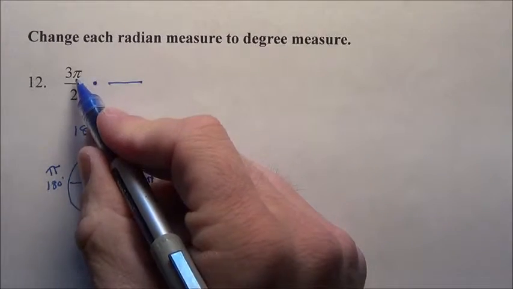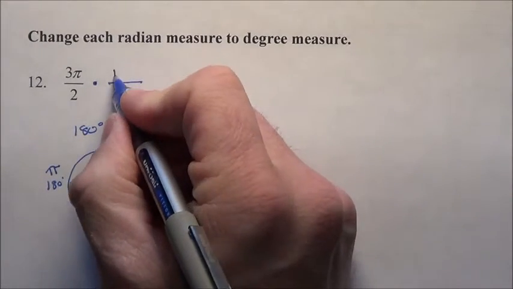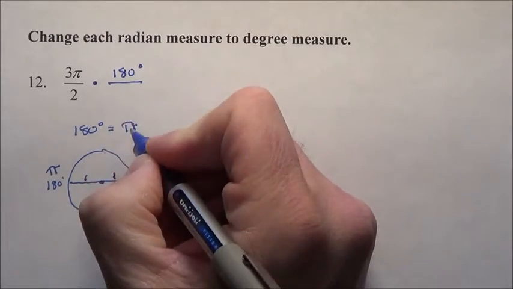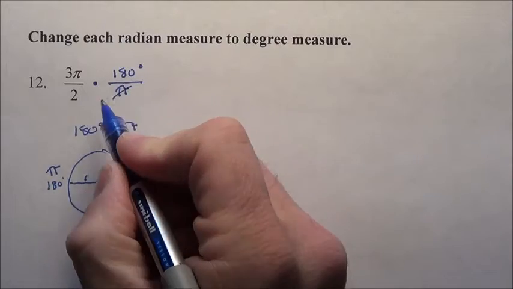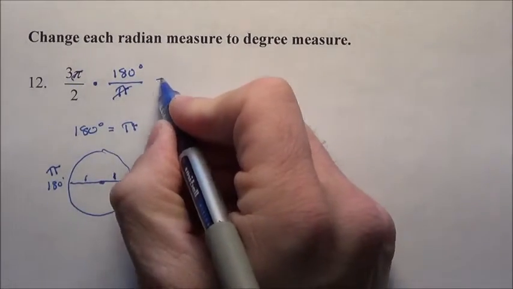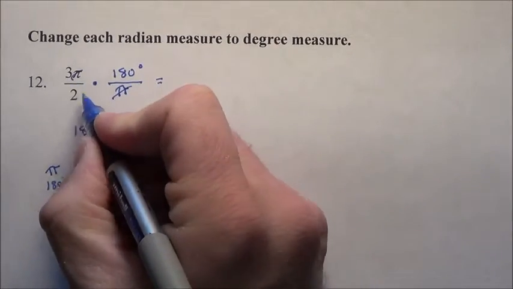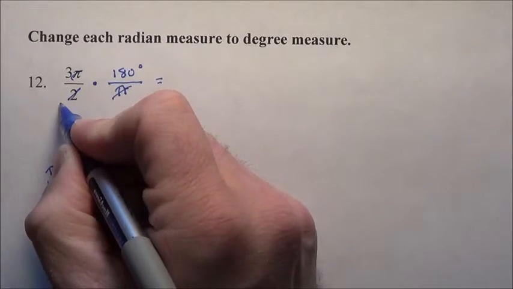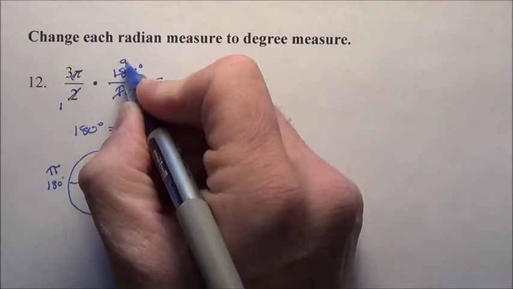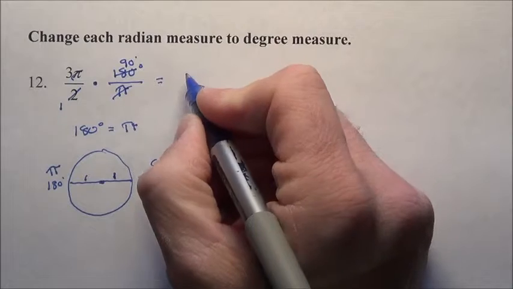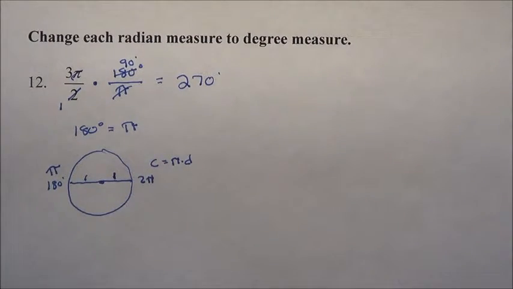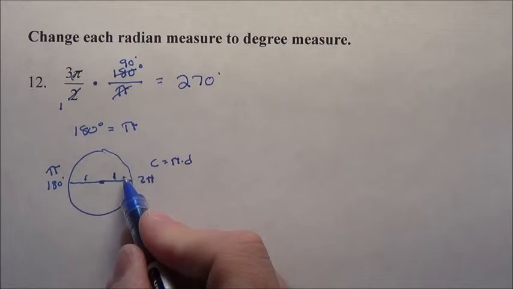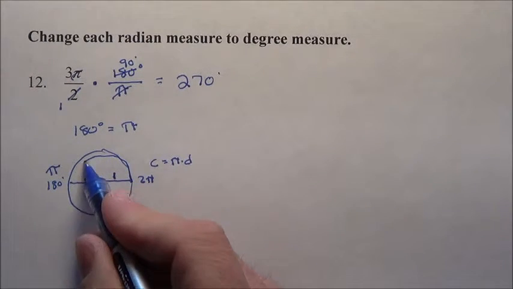Now, if I've got to get rid of pi and get the answer in degrees, it makes sense that the 180 degrees goes on top and the pi goes on the bottom. Now the pi and the pi will cancel. Here you have 180 and 2, and both can be divided by 2. 2 becomes a 1, and 180 becomes 90. So now I just have 3 times 90, which is 270 degrees.